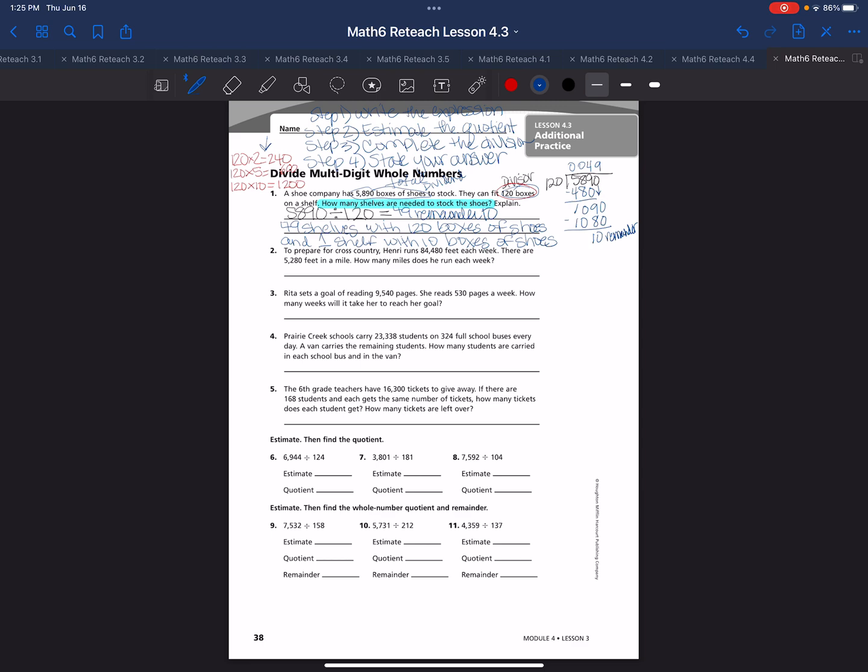All right, let's go over the answers for number 2. Number 2 is 16 miles. And then number 3, I'm going to go ahead and do that with you right now. So number 3, Rita sets a goal reading 9,540 pages. Again, that's your total, so that's your dividend. And she reads 530 pages a week. How many weeks will it take her to reach her goal?